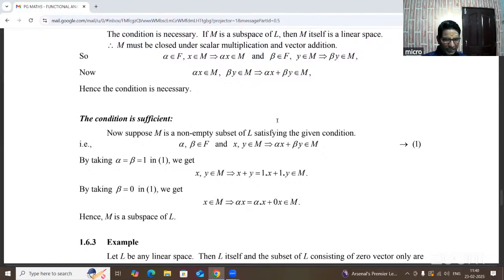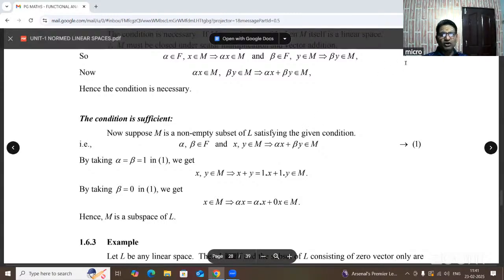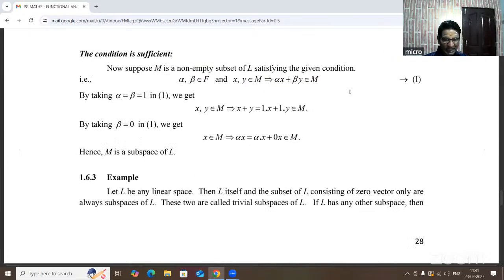When beta equals 0, we get the element alpha x, given the condition alpha x belongs to M. So that is the scalar multiplication holding good. Now x plus y and alpha x, both conditions belong to capital M. Then automatically capital M is a subspace of L. That is the simple proof for a subspace of L. L means linear space or vector space, whatever it is.